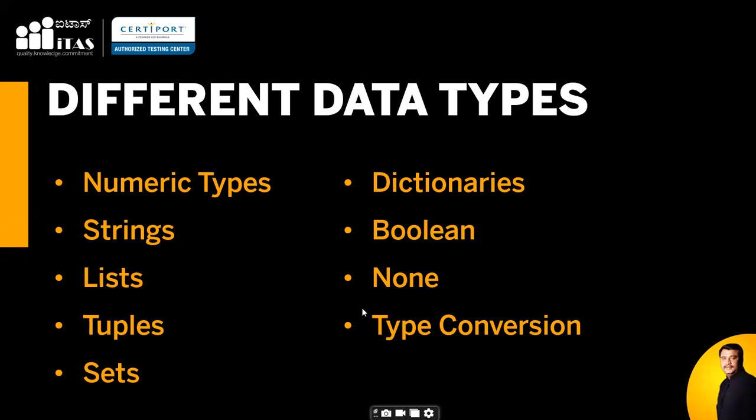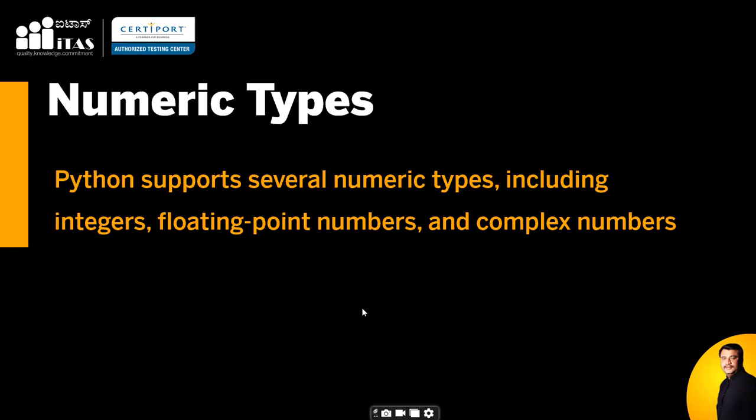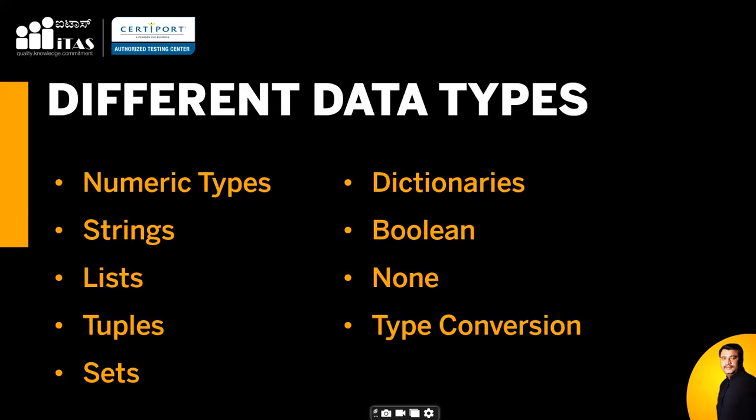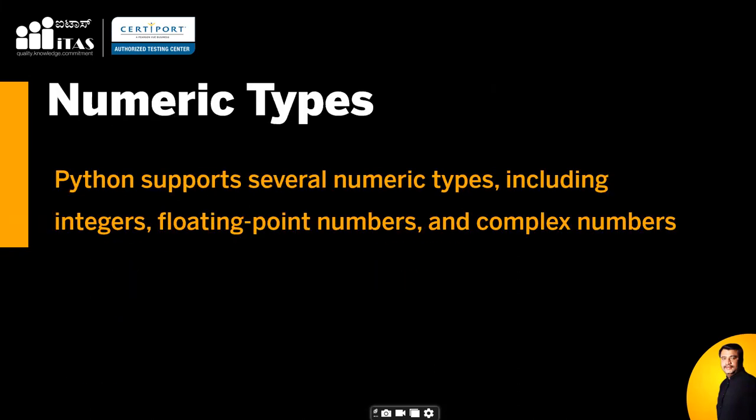Right. Let me explain about these data types, and then after this, I'll take 5 minutes, after that we'll go for practicals. Numeric types: Python supports several numeric types, which include integer, float, and complex numbers. Integer means a whole number. Float means a decimal number. Complex means it is like scientific numbers.